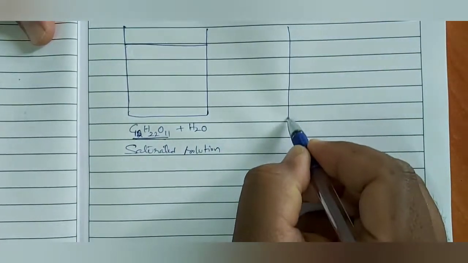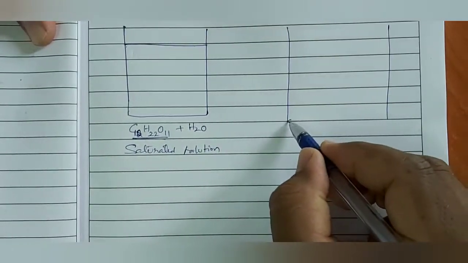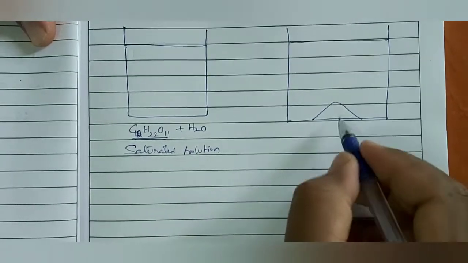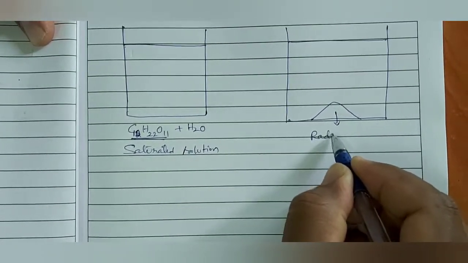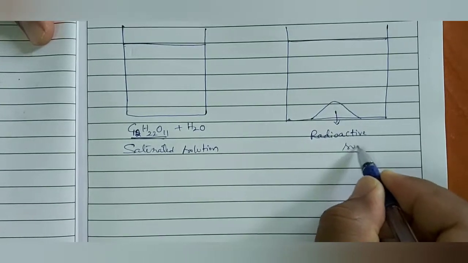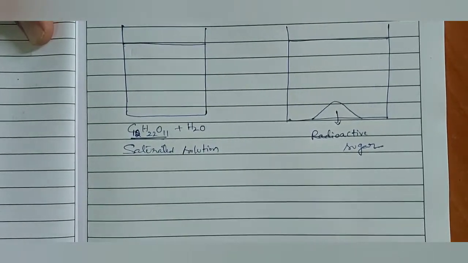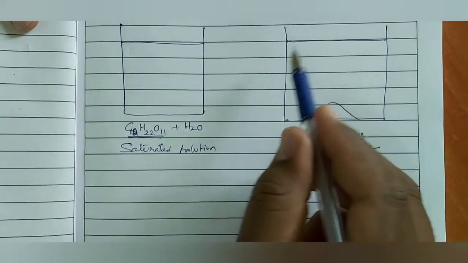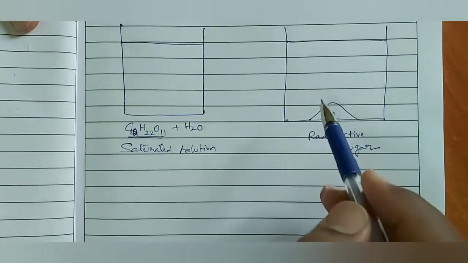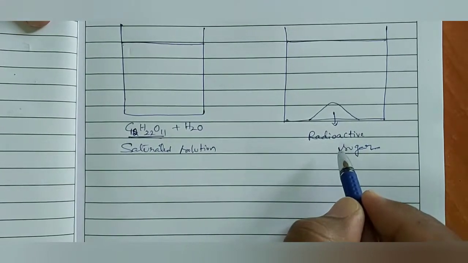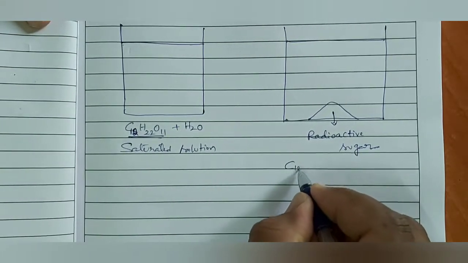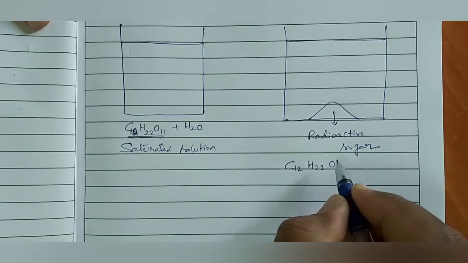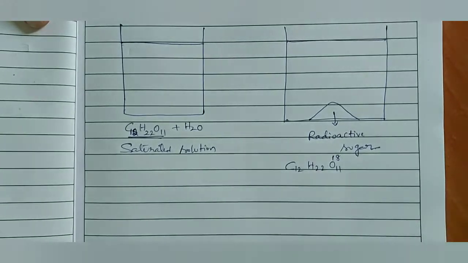Next, to this saturated solution, I added some amount of sugar, which is called radioactive sugar. To this normal sugar solution, I added some sugar from outside, that is called radioactive sugar. What is meant by radioactive sugar? C12H22O11 is the radioactive sugar formula, but in that the oxygen isotope is not 16, it is 18.